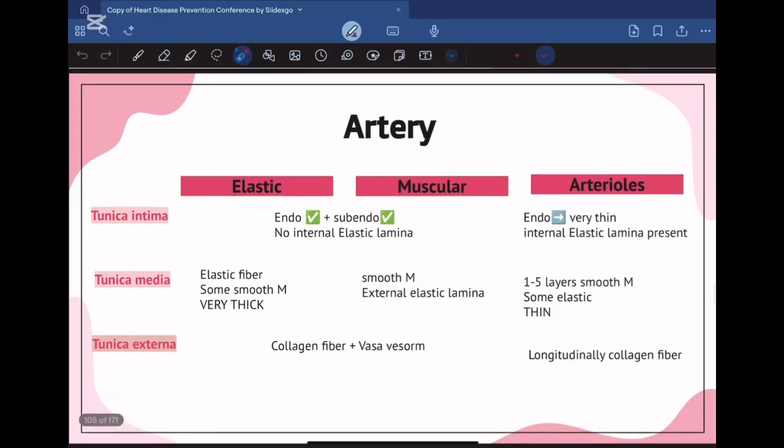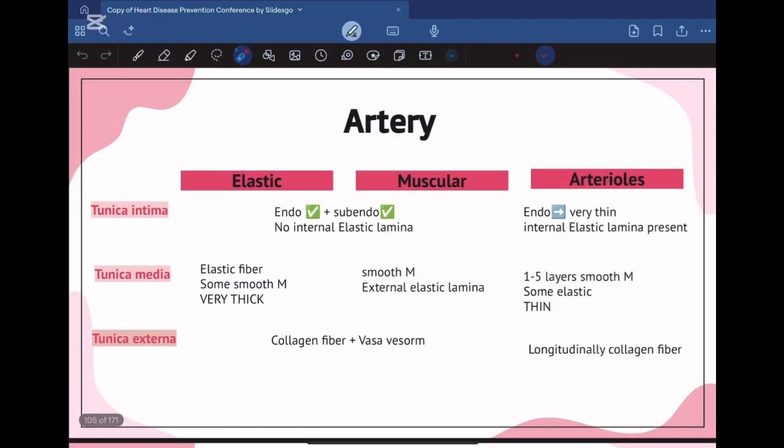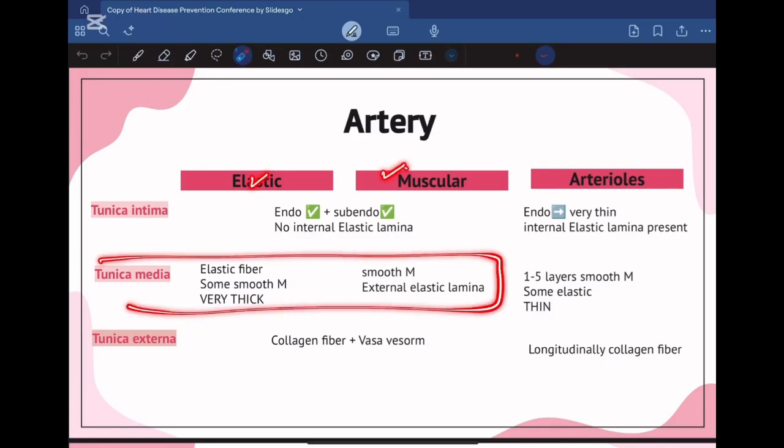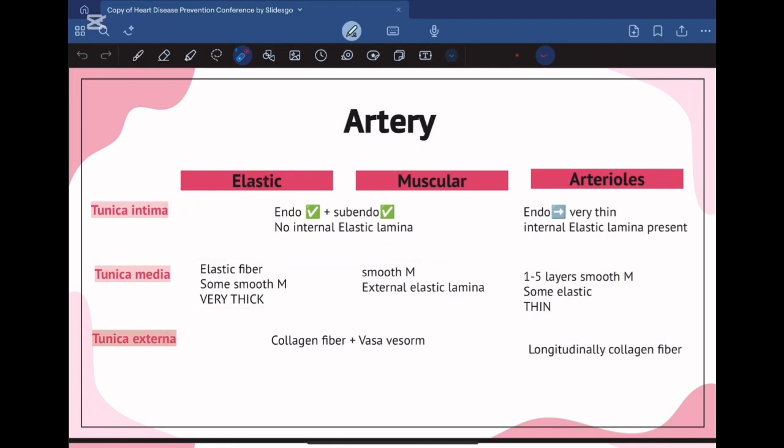Now I'm going to focus on the histology point of view, where we'll discuss each one: tunica intima, media, externa, and how each layer is differentiated. So here is a very quick tip. Elastic and muscular arteries: the only difference will be in the media. In the intima and externa they are the same. The arterioles are completely different. So what I'm going to do is compare each one with each artery.